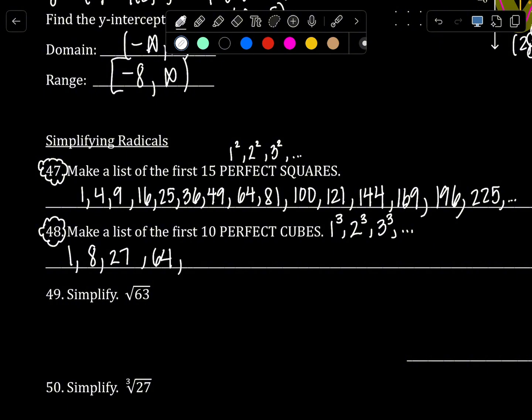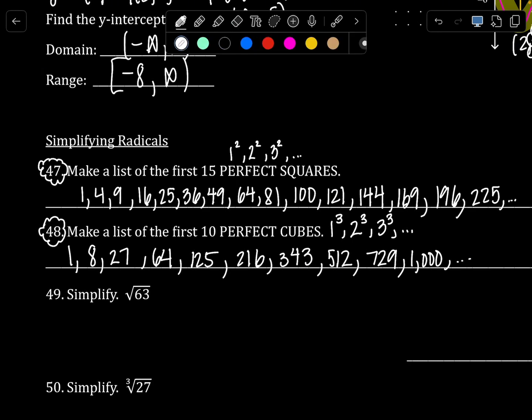5 to the power of 3, 5 times 5 times 5, is 125. 6 to the power of 3, 216. 7 to the power of 3 is 343. So almost there. And then we take 8 cubed, 512. 9 cubed, 729. 10 cubed, and what do we get there? 1,000.